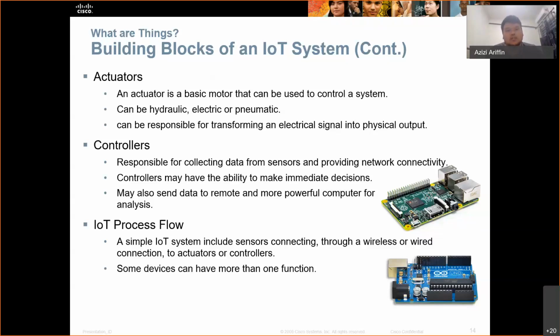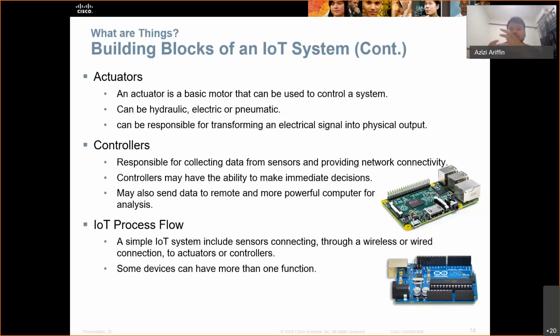And we have controller. Controller is responsible for collecting data from sensors. Contoh kita ada Node MCU yang gunakan Arduino ataupun kita boleh guna Raspberry Pi. And controller may have the ability to make immediate decisions. Maksudnya dia boleh buat some processing dan kita boleh embeddedkan algorithm dalam tu. And may also send data to a remote and more powerful computer for analysis. Selalunya kita akan send kepada cloud server ataupun fog computing, edge computing tu, di mana dia akan aggregate all the data dan buat all the data analytics.